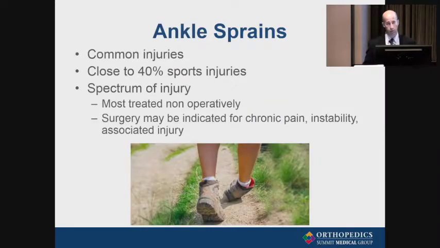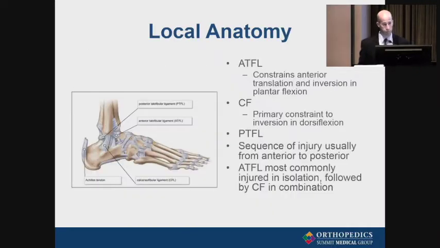Ankle sprains, as you've already heard, are incredibly common, up to 40% of reported sports injuries. Almost every ankle sprain will be treated non-operatively to its endpoint. Some ankle sprains will go on to have sequelae. Surgery is pretty uncommon, although it may be indicated for chronic pain, for chronic instability, or for associated injuries. We've seen a lot of this anatomy already.